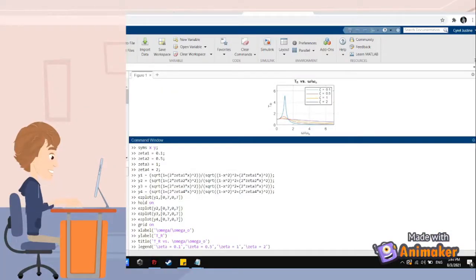Problem number 3. Based from the graph, the transmissibility is equal to 1 when zeta is equal to 0 for the dimensionless ratio. A value for zeta closer to 0 for the dimensionless ratio will approach a value of T_r equals 1.